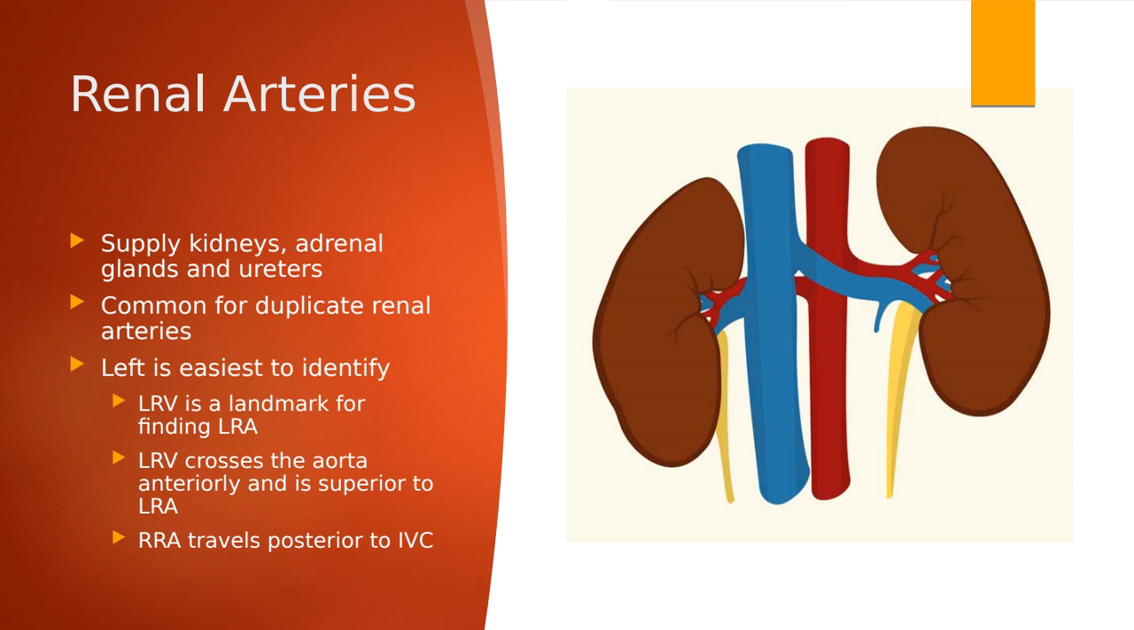And if you just look at our diagram here, this is our right, this is our left, this is our aorta, this is our IVC. So our left renal artery is shorter than our right renal artery, but our left renal vein is longer than our right renal vein.